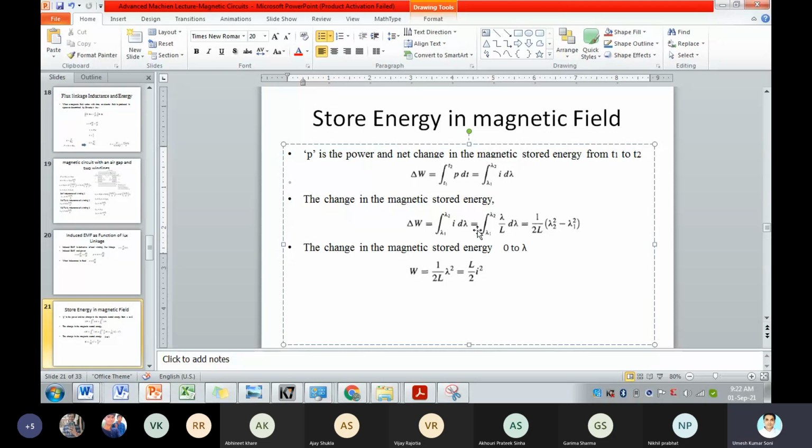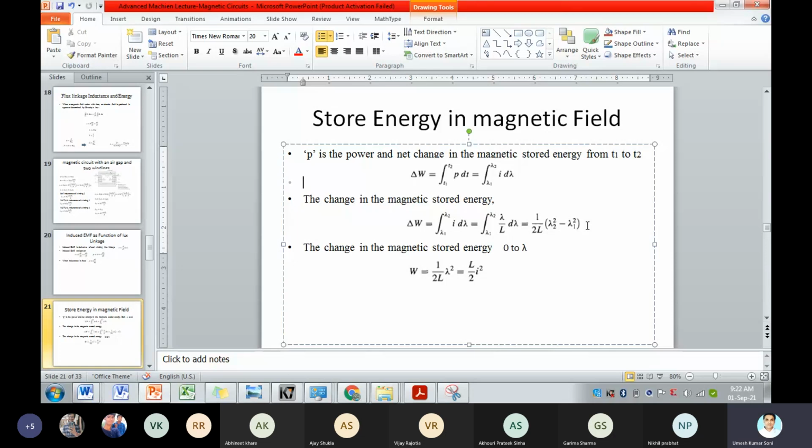Okay, so the change in magnetically stored energy can be given, because we use the same terms here, as we are using d lambda in the integral. So we will replace I by the term lambda upon L, because lambda equals Li. So here you see 1 upon 2L into lambda 2 square minus lambda 1 square will be the magnetic energy stored when we change the flux linkage from lambda 1 to lambda 2.